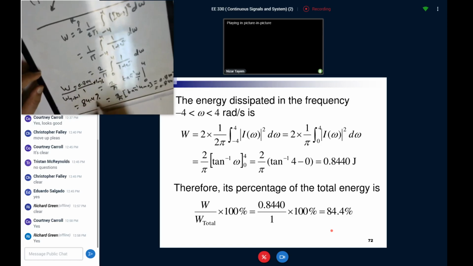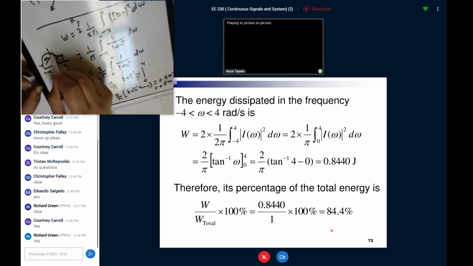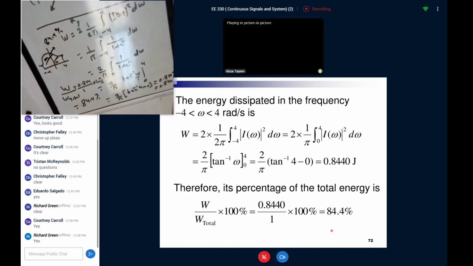84.4% of the energy is presented within this region, from -4 to 4. In this region, we have 84.4% of the total energy. Is it clear to everybody?